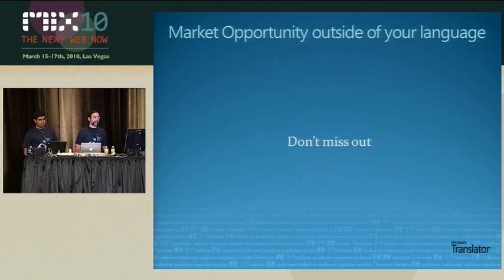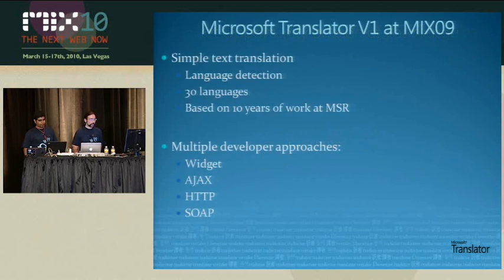And what I want to do over the next hour is really show you how easy it is and some of the features of Microsoft Translator that you can plug into with your website, with your application, with your software. So actually last year we made some announcements at MIX10 of version 1, and that's shipped, which enables simple language translation. We detect languages, we support over 30 languages, and it's based on a huge amount of work that's happened in the natural language processing team at Microsoft Research. 10 years of work has gone into building this stuff.